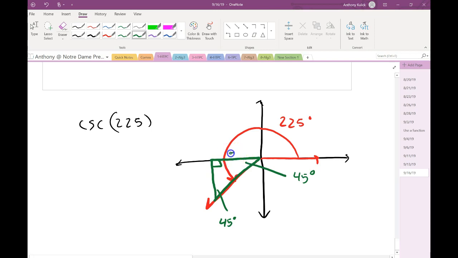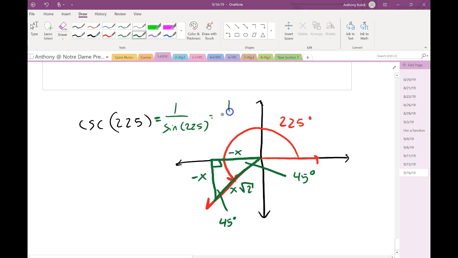So if I were to label this, this side would be negative x, this side would be negative x, and this side would be x square root 2. So I know that cosecant is the reciprocal of which one? Sine, cosine, or tangent? Sine. Remember, no cos go together. So cosecant shouldn't go with cotangent or cosine. So this is the same thing as 1 over sine of 225, right?